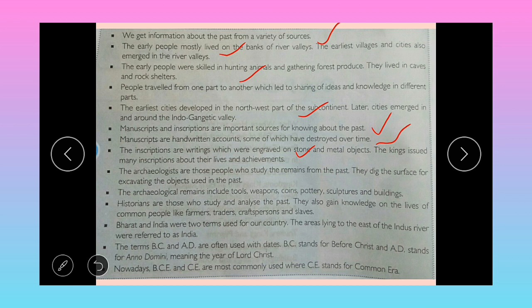Next point: archaeologists are those who study the remains from the past. They dig the surface to find the objects used in the past. Let me tell you where archaeological surveys started. In British colonial rule, Dalhousie was the Governor General, and he is called a developing Governor General, a blessing for India in some way.